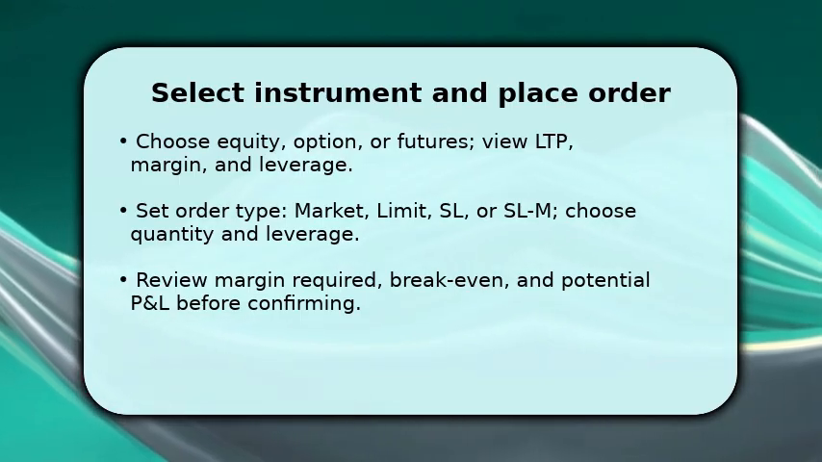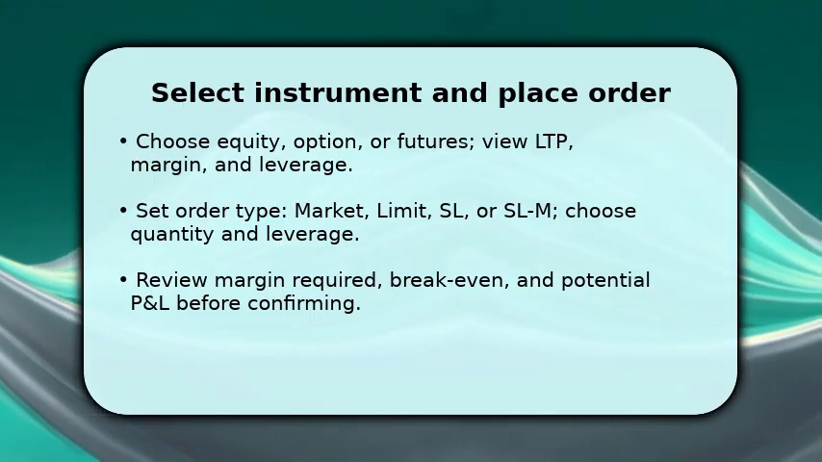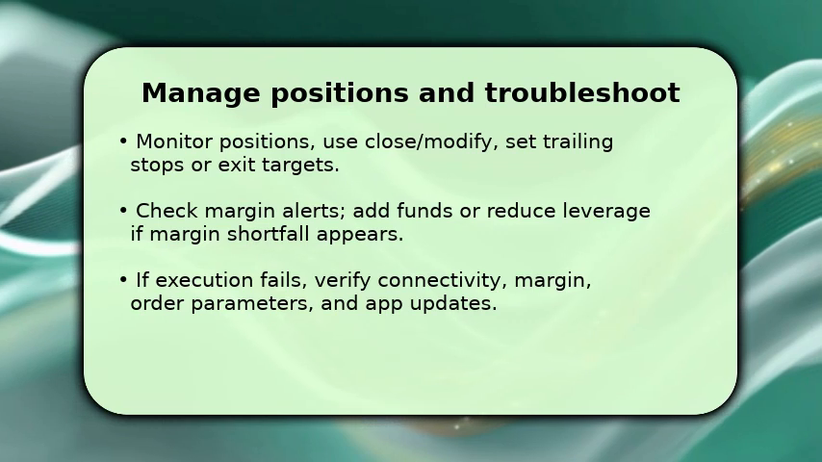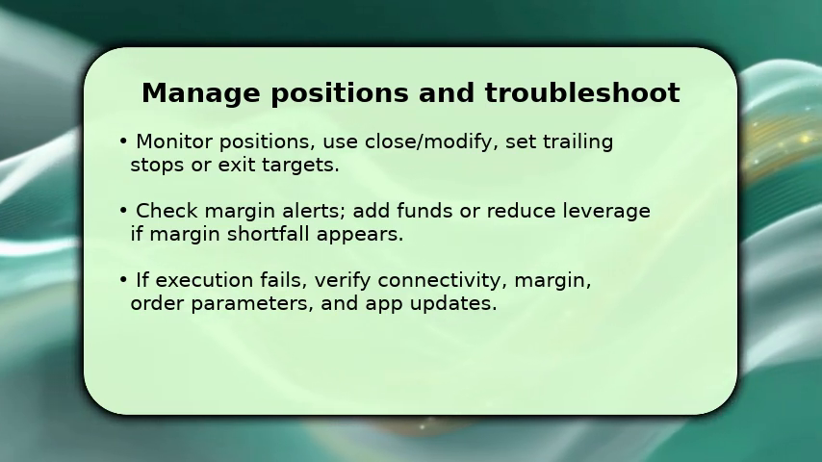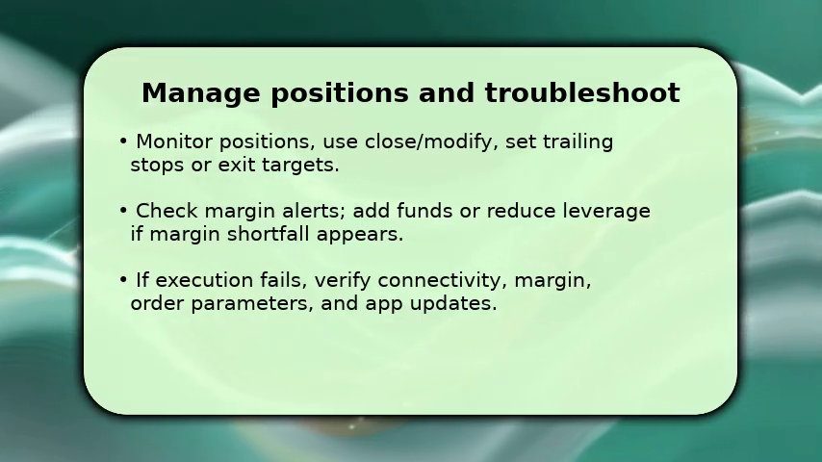If everything aligns, confirm the order. Dhan will reserve margin and display the live position in the SuperTrade tab. Finally, manage open positions from the SuperTrade screen. Use close or modify to exit, apply trailing stops, and set exit targets to lock profits.